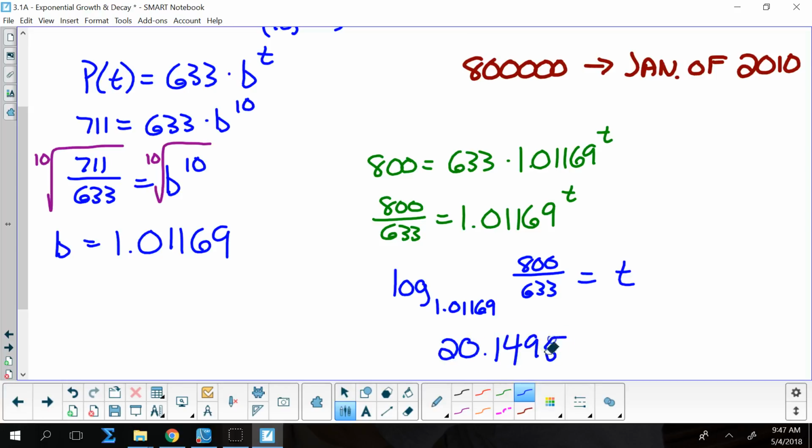How do I type that into my calculator? Like I have a log, but how do I get the base? You don't. You gotta use change of base. You take the log of that one divided by the log of that one. Cool. Yep.